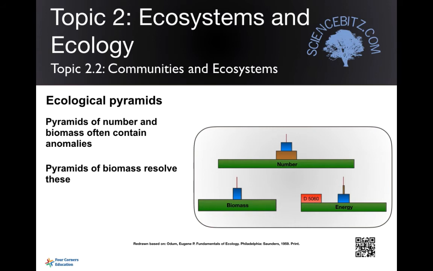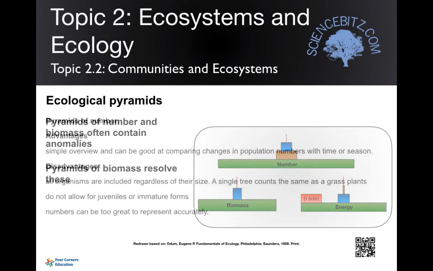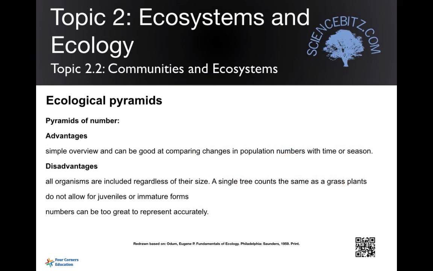So let's summarize in terms of advantages and disadvantages. So, pyramids of number. Advantages of them: they're a very simple overview and can be good at comparing changes in population numbers over time or season. So you use them for sampling at different times of the year, you get quite interesting patterns. Obviously, if you were sampling an estuary in the northern hemisphere in the winter, you'd get much fewer ducks and geese, etc., feeding at that time of year than you would in the spring and summer.